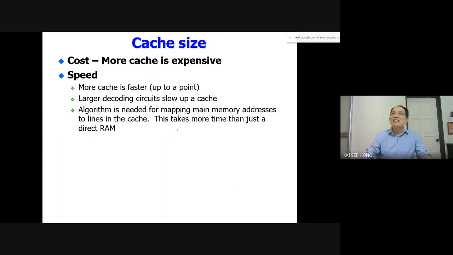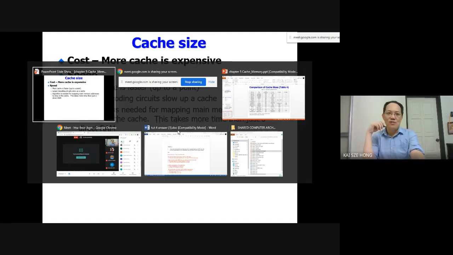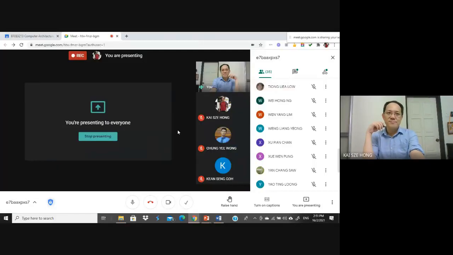The cache size. What's the size of the cache that we want to put inside our computer? What's the size? That's a very good question. Which size is better? We don't know yet.